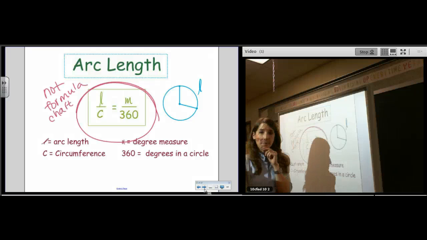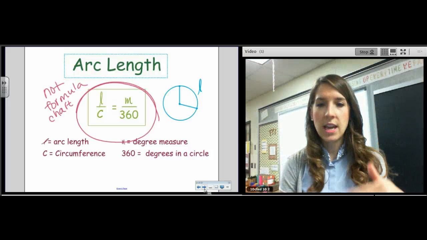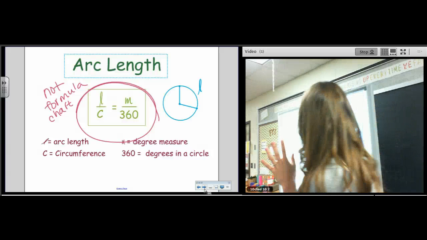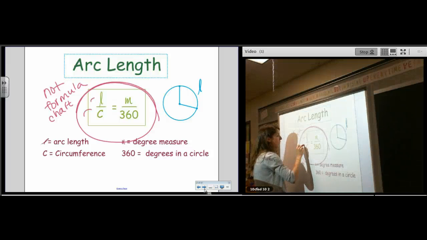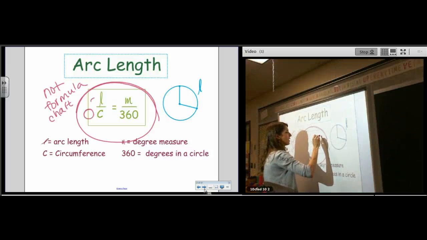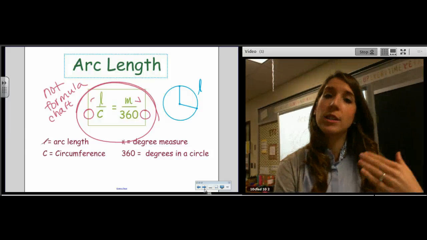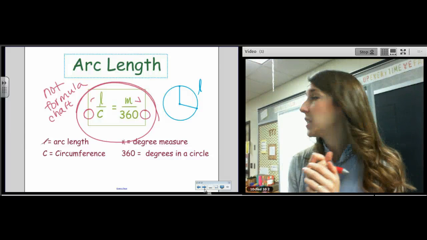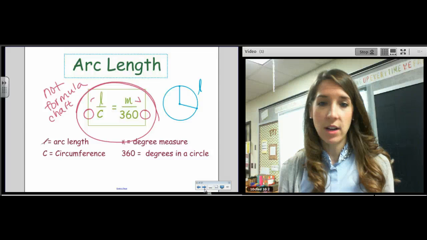So this is something that you do need to commit to memory. L over C equals M over 360. That's just saying the arc length is to all the way around as the angle is to all the way around. The length of the arc is to the circumference as the angle measure is to 360. This proportion, this formula does have one constant, and the constant's 360. That's never going to change.